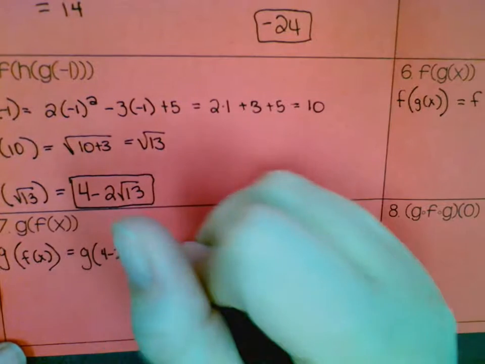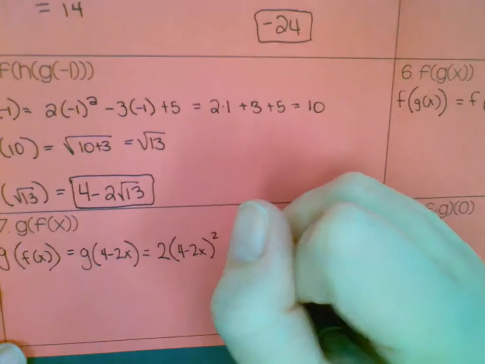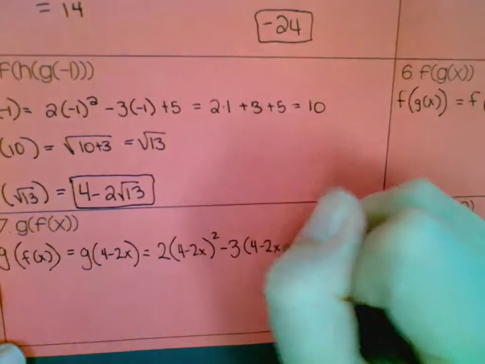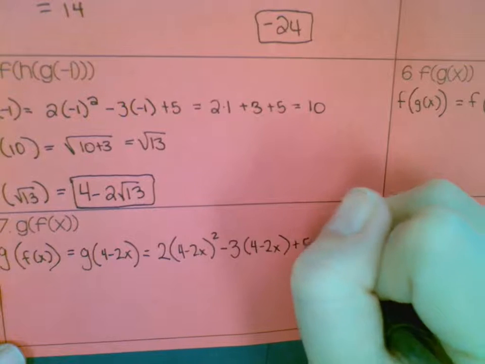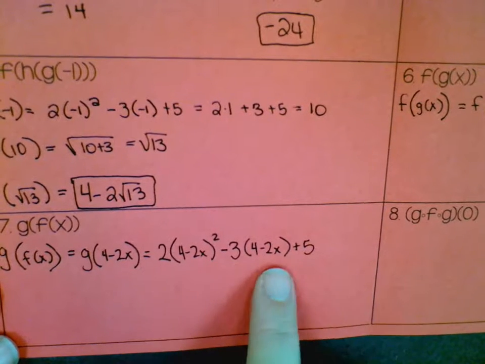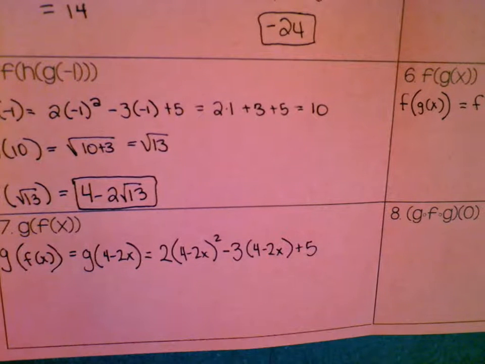So that means we would have 2 times 4 minus 2x squared minus 3 times 4 minus 2x plus 5. Because the equation G was 2x squared minus 3x plus 5. So where those x's were, we replaced. So now we just need to simplify all that, FOIL it all out, and we'll be done. But this is definitely not the same answer we got from the other one.